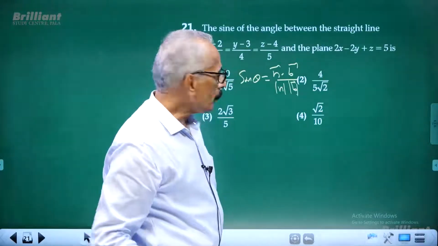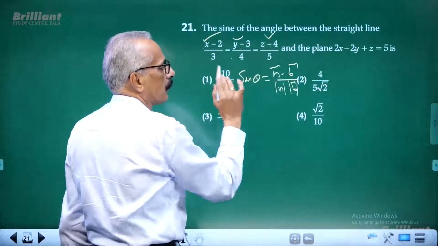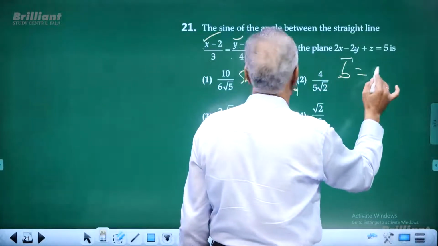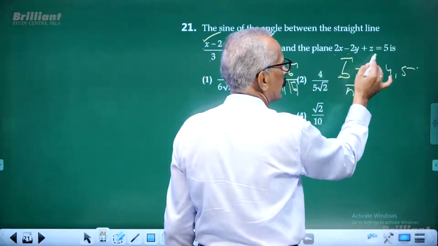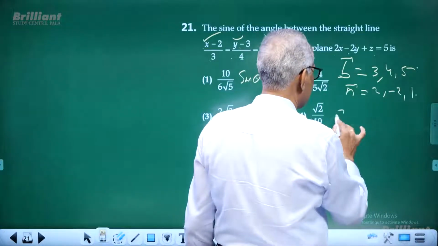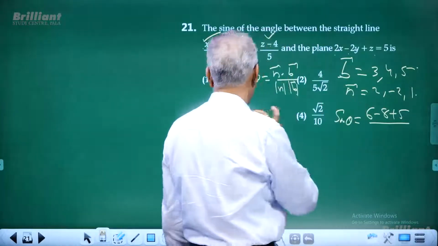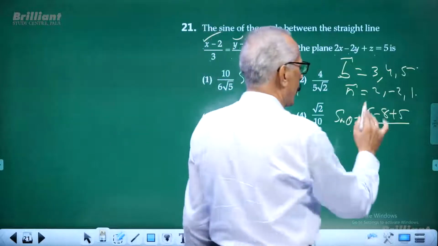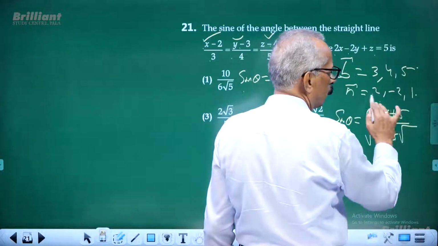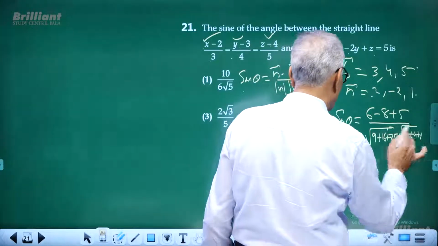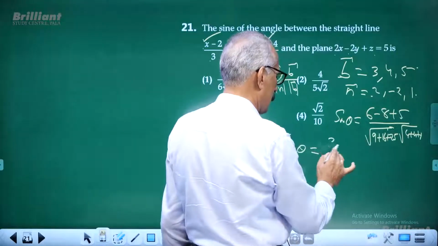That's all. Okay. Vector B is equal to the denominator 3, 4, 5. And vector N, the normal, is the coefficients of X, Y, Z: 2, minus 2, 1. Tell me sin theta. N dot B is 6 minus 8 plus 5. N dot B divided by modulus N into modulus B. Modulus B means root over 9 plus 16 plus 25, into root over 4 plus 4 plus 1. 4 plus 4 plus 1. So sin theta is equal to 11 minus 3, that is 3.